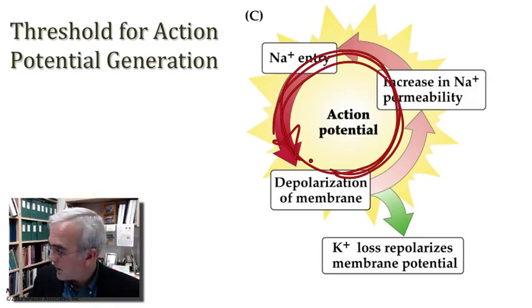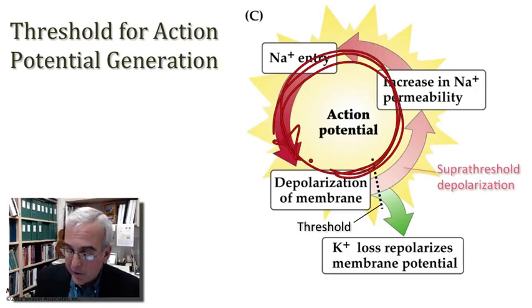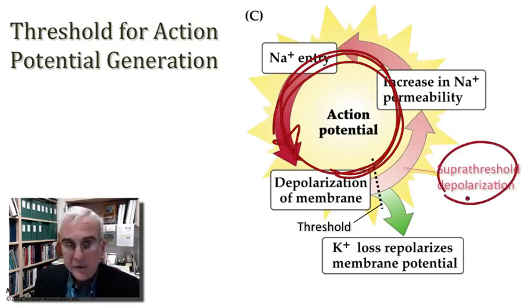Well, that's accomplished when we stimulate the axon, or when the axon and the neuron receive stimulation from some other source, such that the threshold for generating this positive feedback cycle is exceeded. So we might call that a suprathreshold depolarization.